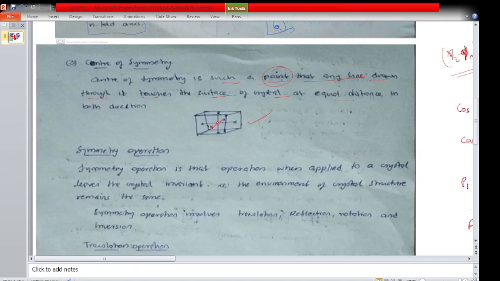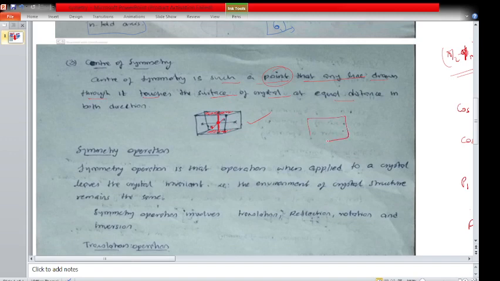So if you consider this center, and go up, it will touch this plane of the crystal. And what is that distance of this line from the center to that plane? That will be the same as the line from that center in the other direction to the plane on the other side. If these two are the same, then the crystal has a center of symmetry.